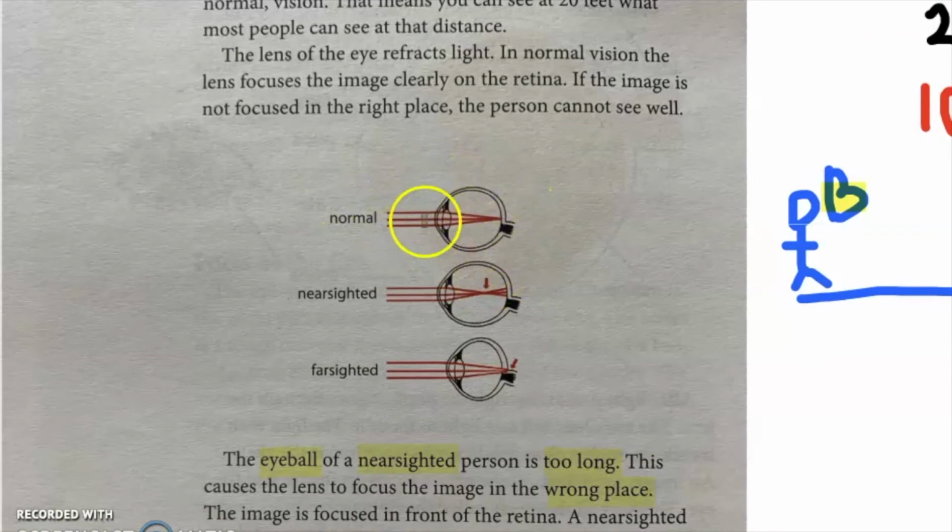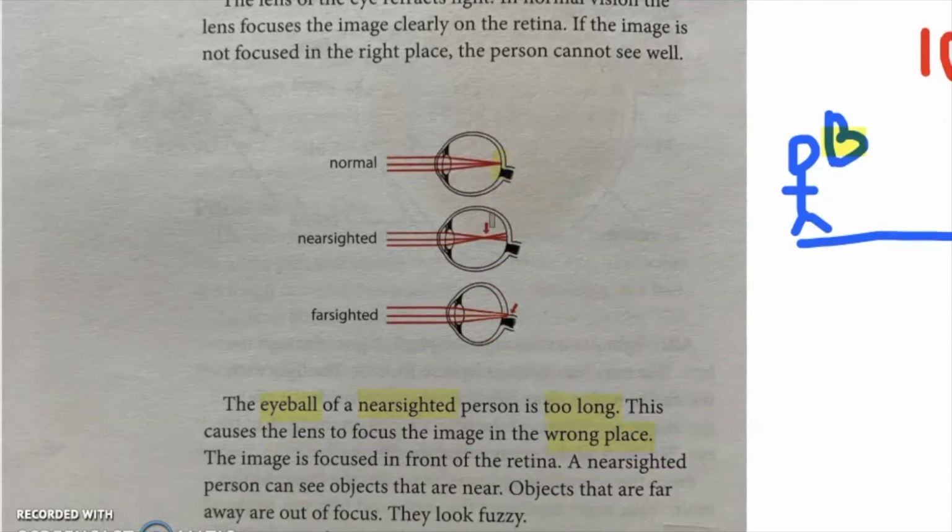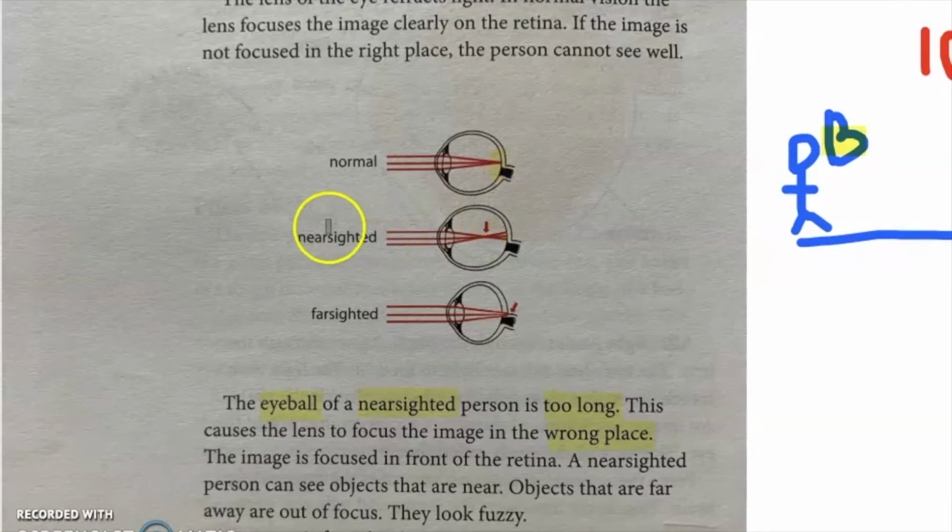So when you look at the very top eyeball, this is the normal eyeball. This is the right size, and the focus is hitting the right spot on the retina. However, nearsighted is different because when you look at the size of the eyeball, we can see that it's slightly bigger than the one above. So because of the size, the focus point has moved, and it's no longer touching the retina. And we call this nearsighted because people who are nearsighted can only see things that are close.